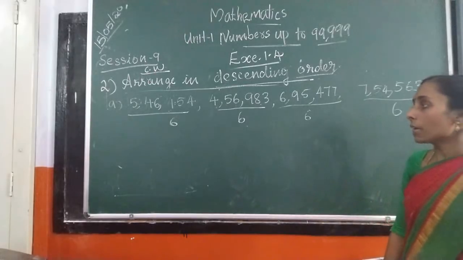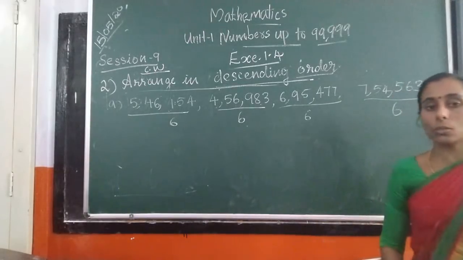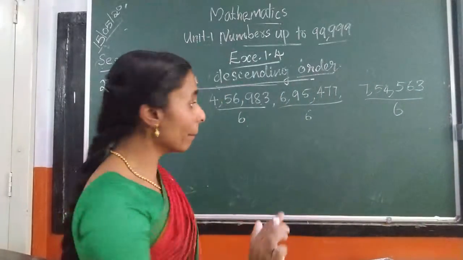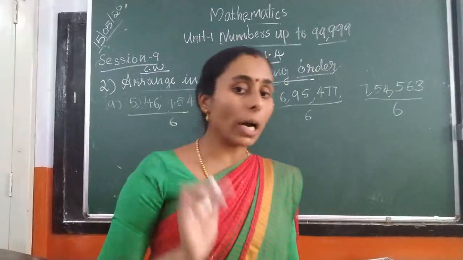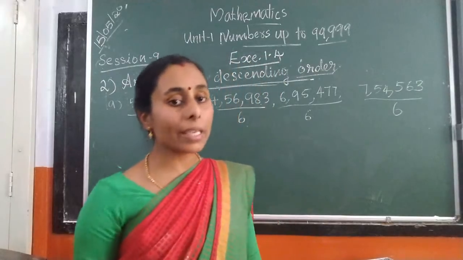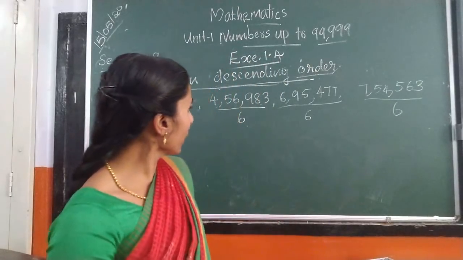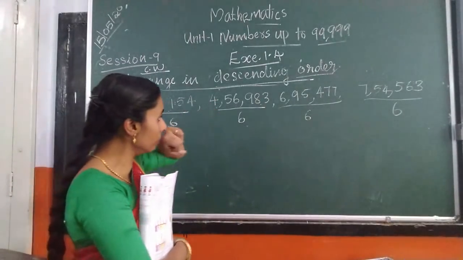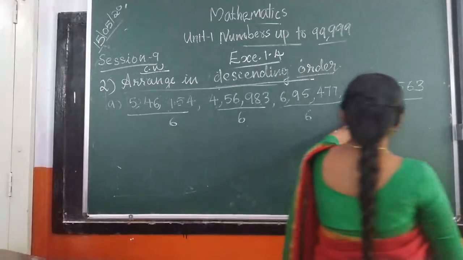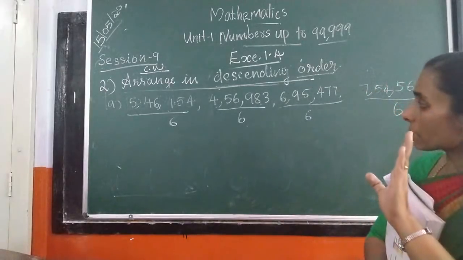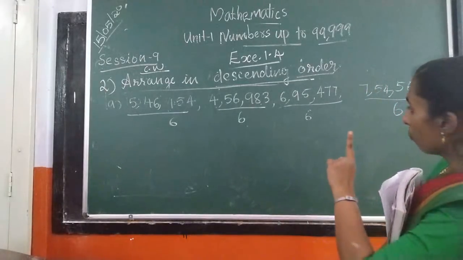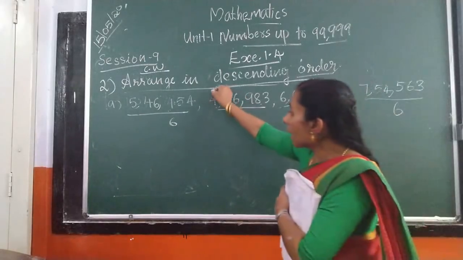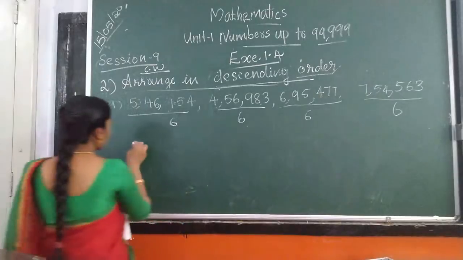So, what should we see? Here we need to see the highest place. Which number has less value in the highest place? Okay, which number? Here 5 lakhs, here 4 lakhs, here 6 lakhs, and here 7 lakhs. So, which number? 5, 4, 6, 7.